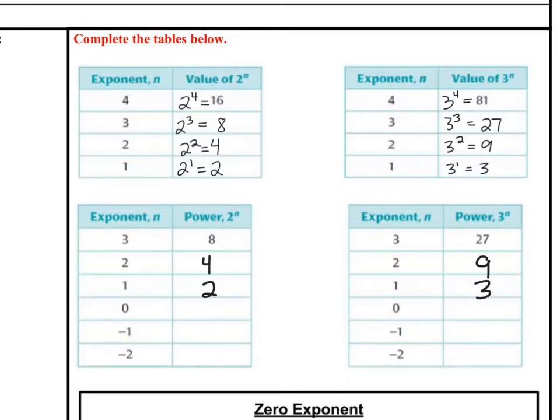Raise your hand. Manila, what do you see? You kind of like divide by 2 each time. Exactly. Every time the exponent decreases, what you get when you evaluate your answer is divided by 2. So following that pattern, 2 divided by 2 would give me 1.